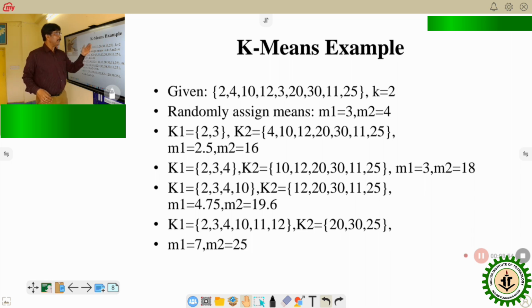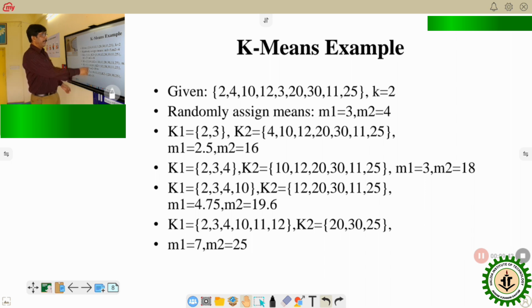Now, suppose I want to divide this dataset into two clusters. Now what will I do? First, as I told earlier, randomly assign the means, the centers of gravity, which will be the representatives of the two clusters. From the points 2, 4, 10, 12, 3, 20, 30, 11, 25, the first cluster head I have randomly chosen is 3, and another cluster head I have chosen is 4. So these are the two cluster heads. M1 is the cluster head of the first cluster, M2 is the cluster head of the second cluster.